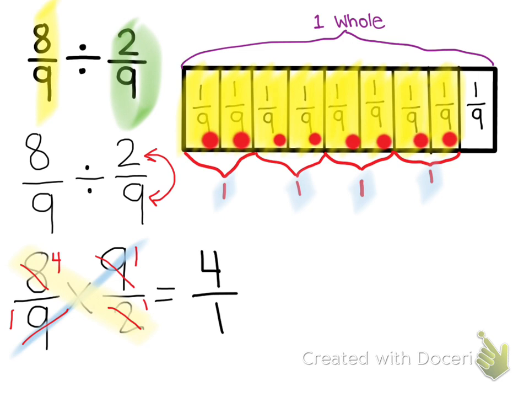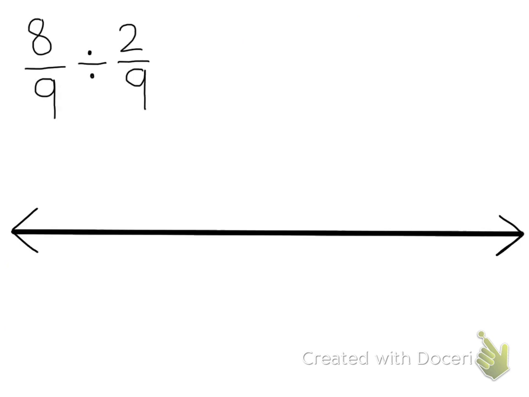So I just showed you 2 ways to solve 8 ninths divided by 2 ninths. But I'm going to show you a third way, because sometimes we understand one way better than the other. And there's no right or wrong way. It's the one that you understand. So I'm going to show you how to divide using a number line.